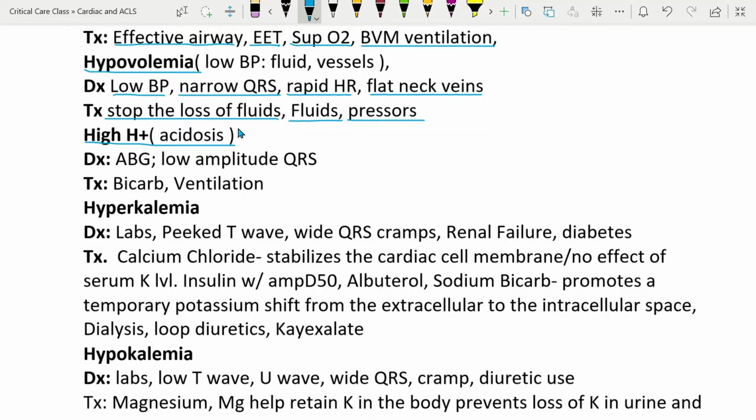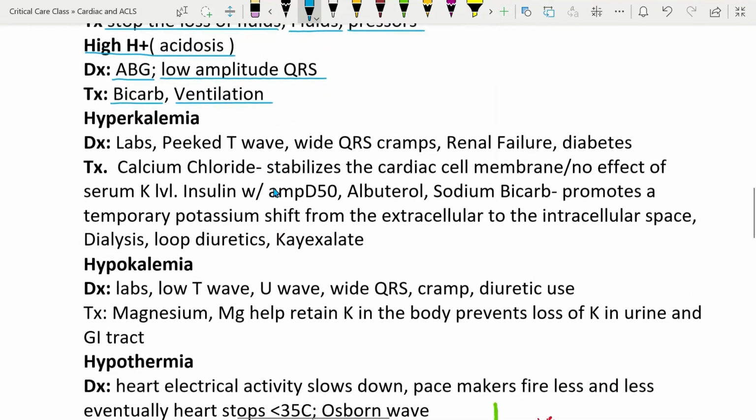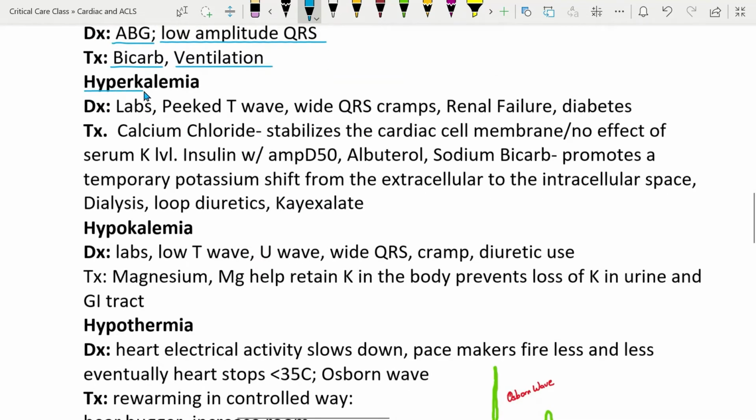Diagnosis can be supported by ABGs, low amplitude QRS complexes, and treatment will be with bicarbonate and ventilations. Next is hyperkalemia. Diagnosis can be supported with labs, peaked T-wave, wide QRSs, cramps, renal failure, and diabetes.